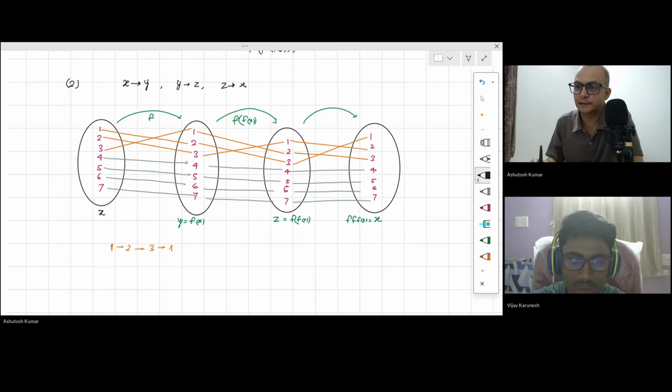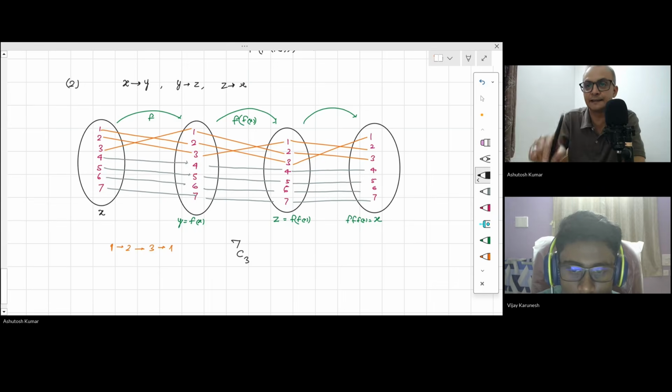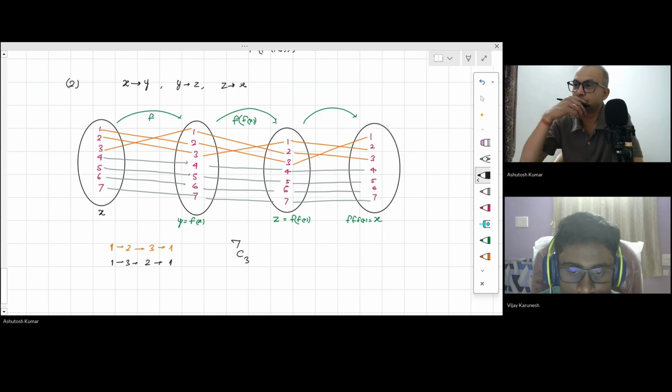So what I'm going to do is select 3 out of 7 to make the 3 in this cycle. But notice in this cycle we can also create 2 structures like this. I could also give this 1 to 3, 3 to 2, and 2 back to 1.